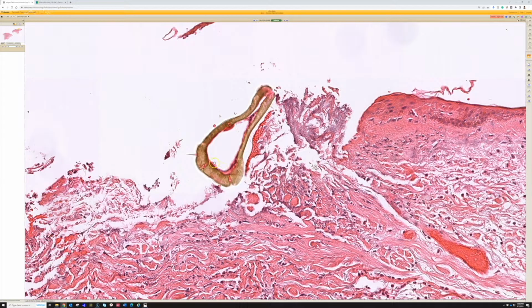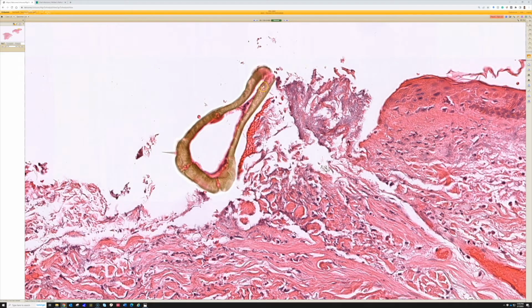Actually not a bug, but another arthropod. This is a bit of tick mouthpart here. This yellow refractile material is chitin, which is a carbohydrate that makes up parts of the cell wall of ticks, which are actually arachnids, not insects. Although I guess some people use bug as a term to encompass both insects and other creepy crawly things. So it depends on how specific you want to be about what the word bug means to you.